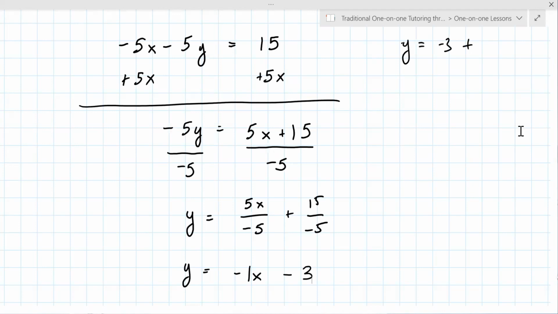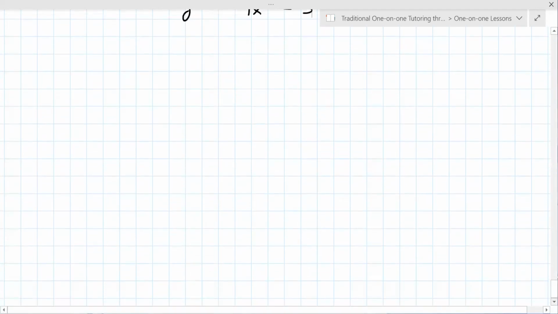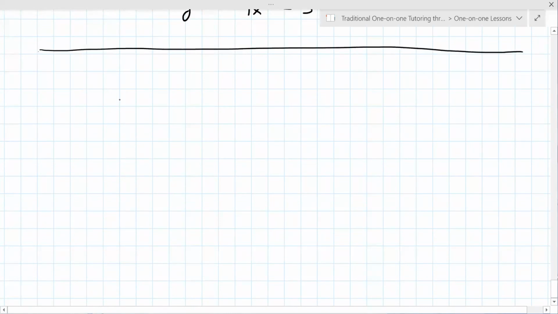Okay, let's try another one here. You gotta write this down, Craig. It's a necessary step for doing this. So let's go -9y. I'm sorry, -9x plus 3y equals -12. And I want you again to solve for y.